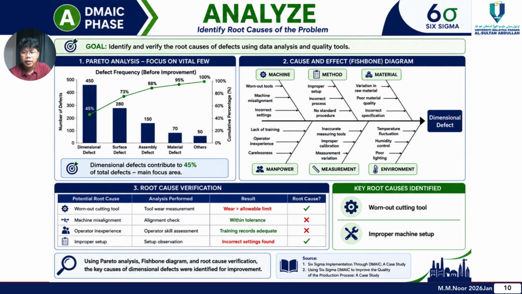And then we have the fishbone diagram, also called the cause and effect diagram. So this tool helps us to organize possible causes of the defect into several categories. Under machine factor, possible causes include worn-out tools and machine misalignment. Under method factor, we have improper setup and incorrect process. Material factor includes poor quality material and specification error. Other factors also come from manpower, measurement, and environment.